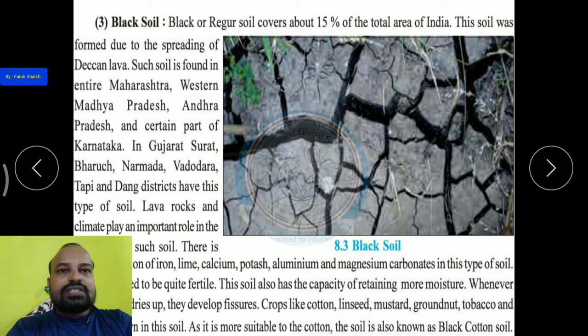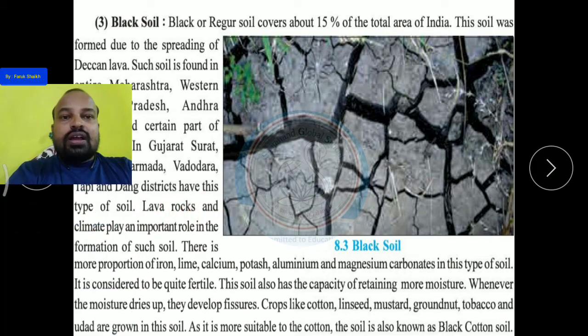This soil was formed due to the spreading of Deccan lava. When there was a volcanic eruption, the lava came out, and because of this lava this soil was formed. Such soil is found in the entire Maharashtra, western Madhya Pradesh, Andhra Pradesh and a certain part of Karnataka. In Gujarat, Surat, Bharuch, Narmada, Vadodara, Tapi and Dang districts have this type of soil.